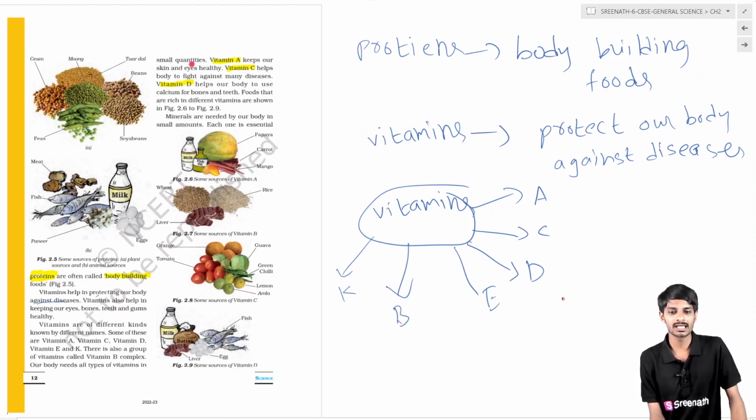Basically, vitamin A keeps our skin and eyes healthy. It makes our eyes healthy. Vitamin C helps to fight against diseases.